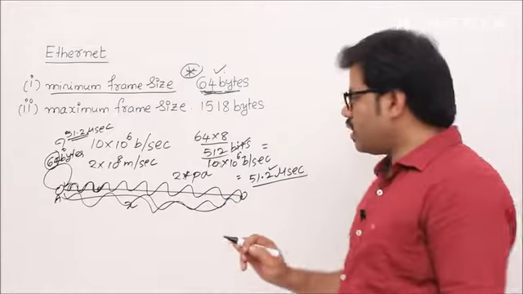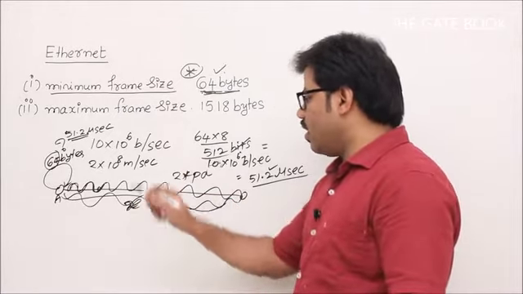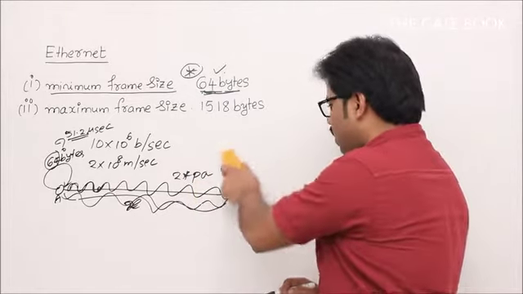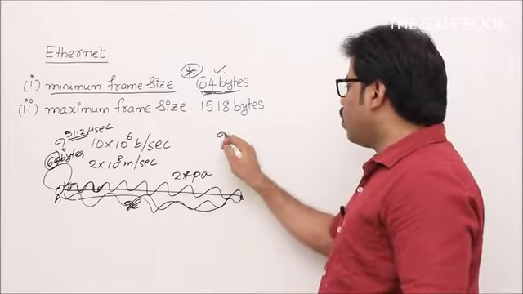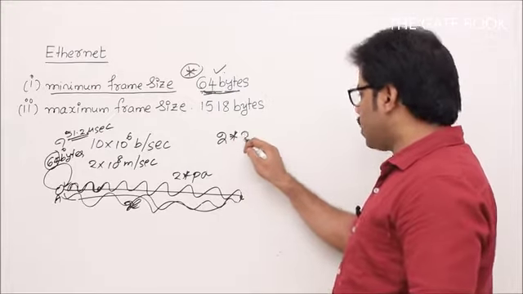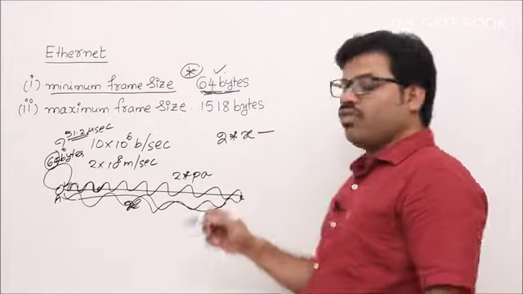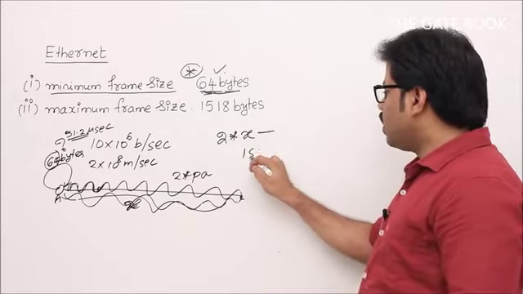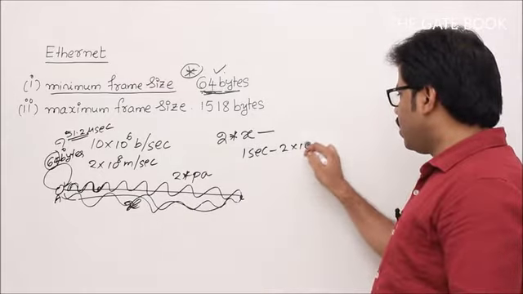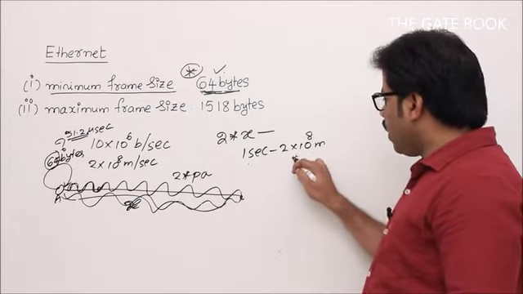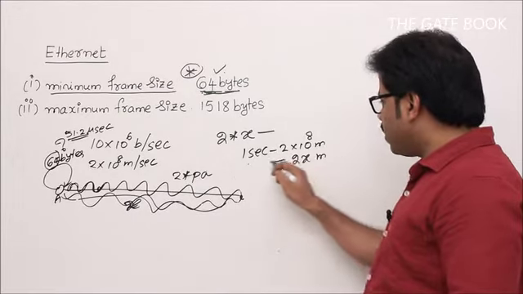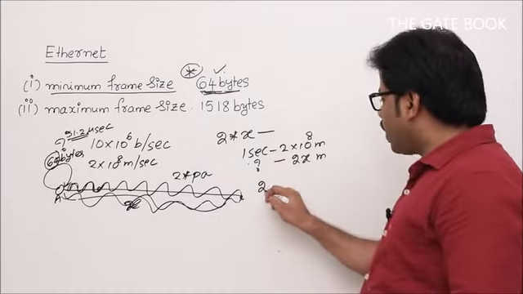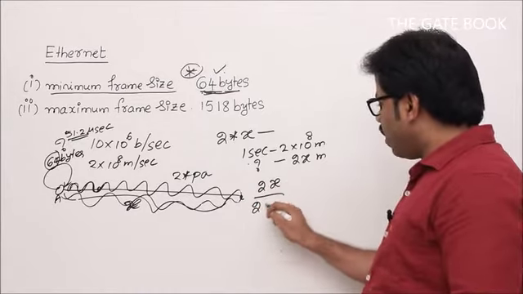it can take? First of all, assume that is variable x. If really the propagation delay is x, then how much distance do we have to travel? The signal travels 2 into x. To travel 2 into x distance, what is the time taken by that signal? It depends on signal speed. 1 second, 2 into 10 power 8 meters. To travel 2x meters, how much time? If you simplify it, you get 2x by 2 into 10 power 8.